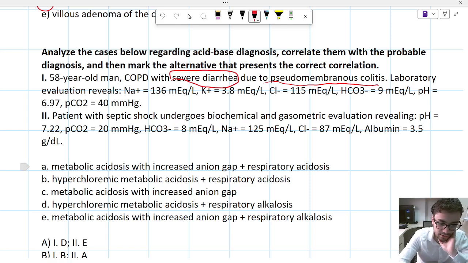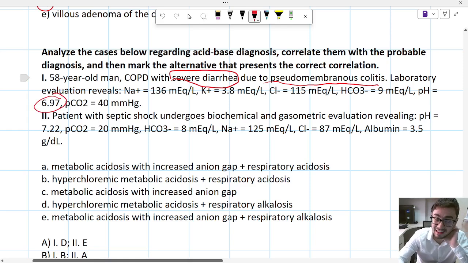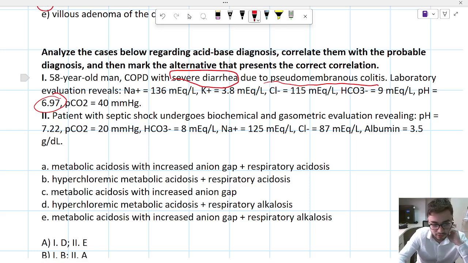So is it a metabolic acidosis? It's a pH of 6.97. It's a very much lower pH, okay? There are even some indications for patients with this kind of pH to receive external bicarb, okay? So, of course, let's see the bicarb. Bicarb is 9, so it's a metabolic acidosis.